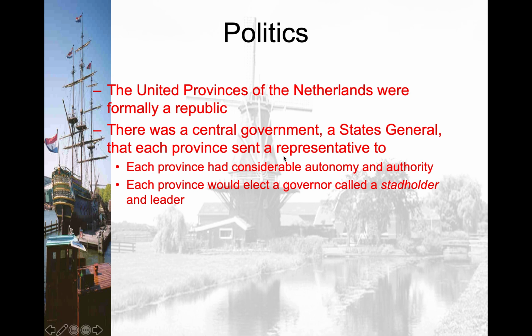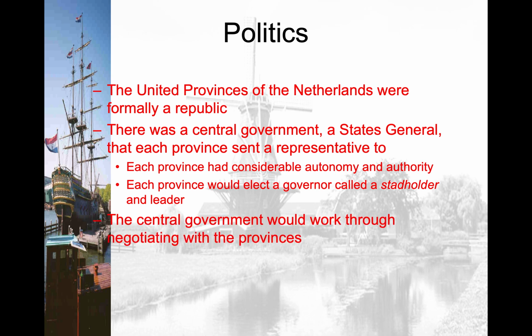Each province, each kind of little state, is going to have a considerable amount of authority and independence from this federal central States General government. And the person who would represent each province was called a stadtholder. The province would elect that stadtholder, and he was kind of like a governor of the province. The central government would negotiate with the provinces.